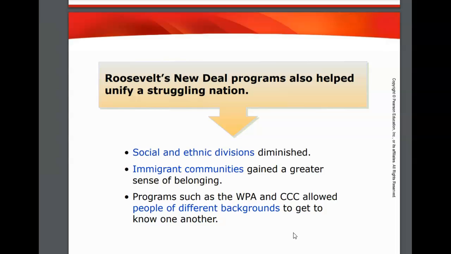And programs like the Works Progress Administration and the Civilian Conservation Corps allowed all different kinds of people with different backgrounds to get to know one another. So it was very inclusive, especially those two New Deal programs. They allowed individuals of various backgrounds to not just know one another, but they started to break down ethnic prejudices, and this was one of the positives of the New Deal.